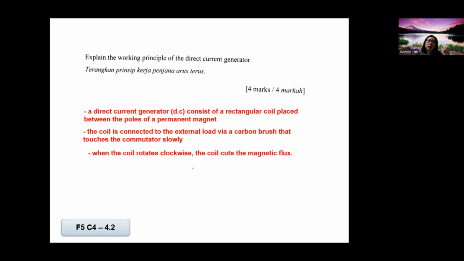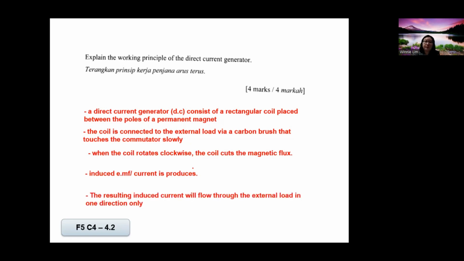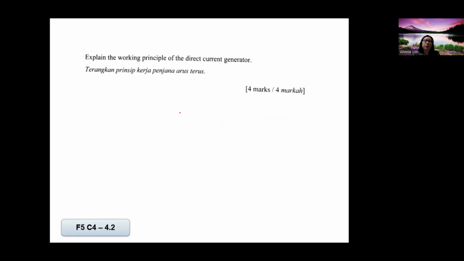That's it. Then when the coil rotates clockwise, as I mentioned just now, the coil cuts the magnetic flux and then induced EMF or induced current is produced. The resulting induced current will flow through the external load in one direction only. Because if it is two-way, then it's actually a slip ring, so the structure will be slightly different.